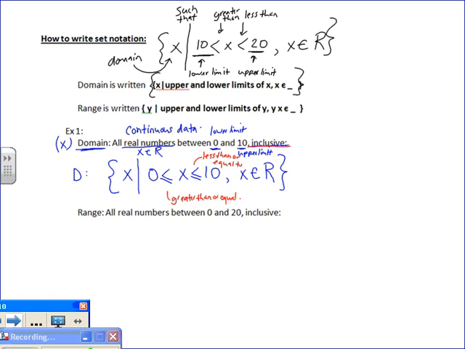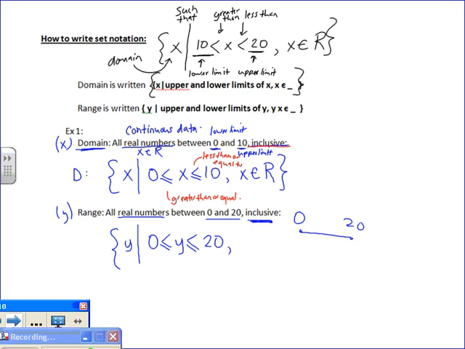Okay, let's do another example for y here. So the range tells me I'm talking about y. So right away I can start off by using a curly bracket, okay, and saying that y is such that, well, what's the limits for y? Let's have a look. All real numbers, so I'm talking about continuous data, between 0 and 20 inclusive. So it goes from 0, solid dot is 0, to 20. Okay, and 0 and 20 are included. So what I do here is I'm going to say 0 is my lower limit, and y is greater than or equal to 0, and less than or equal to 20, comma, y is a member of the real numbers, close the bracket. These just take a little bit of practice, okay? Let's do a few more together.